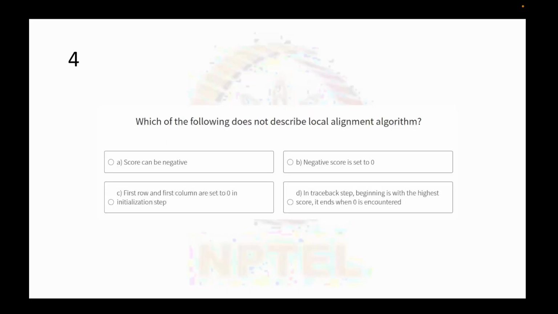Given that we have discussed the local alignment step, which of the following does not describe the local alignment algorithm? The local algorithm can have negative scores, or a negative score is set to 0. First row and first column are set to 0 in the initialization step. In the traceback step, it begins with the highest score and ends when 0 is encountered.